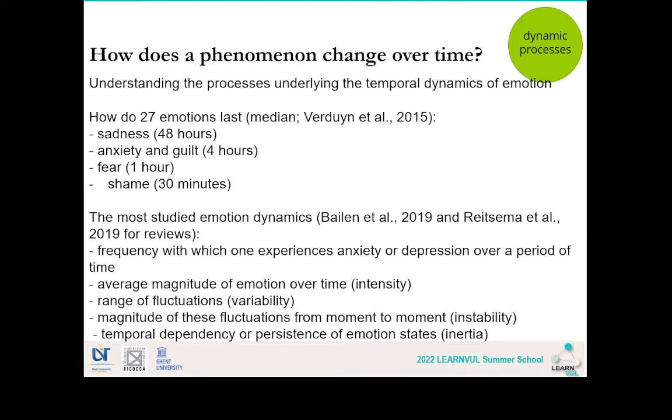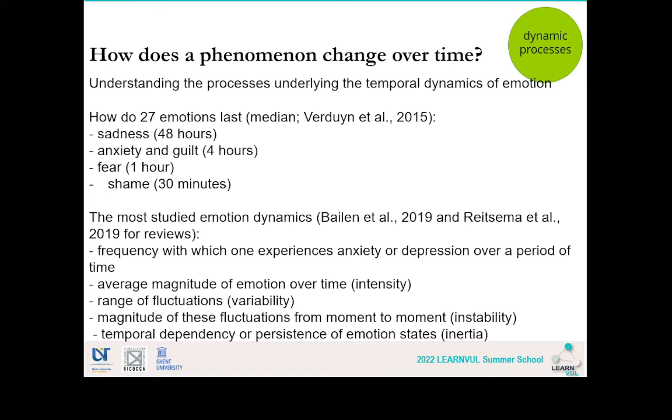They look at how long they last, how long people will report the same emotion before changing. In the median information, it's about 48 hours for sadness, 4 hours for anxiety and guilt, 1 hour for fear, and 30 minutes for shame. So depending on the emotion, you have different cycles of periodicity.